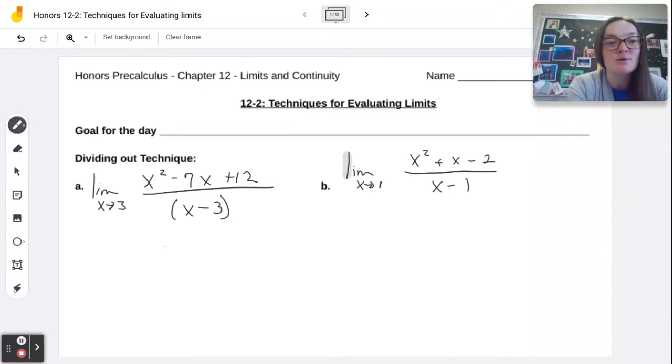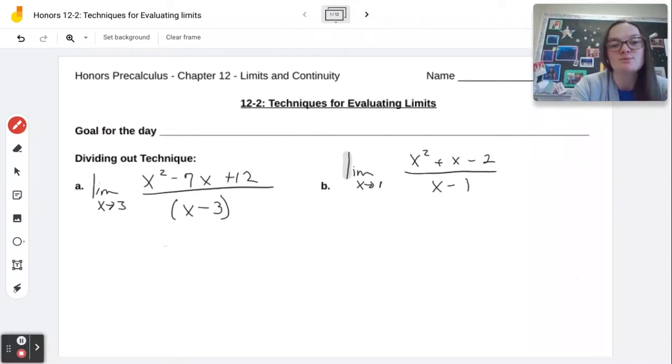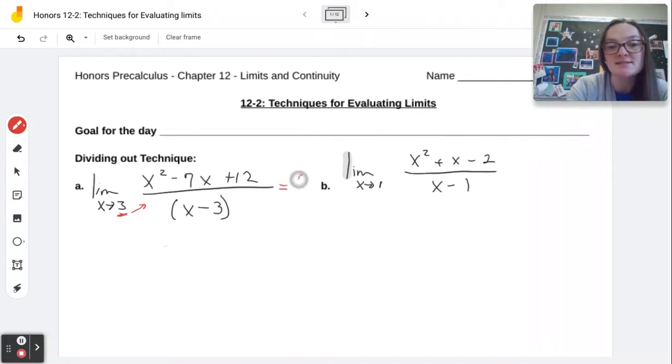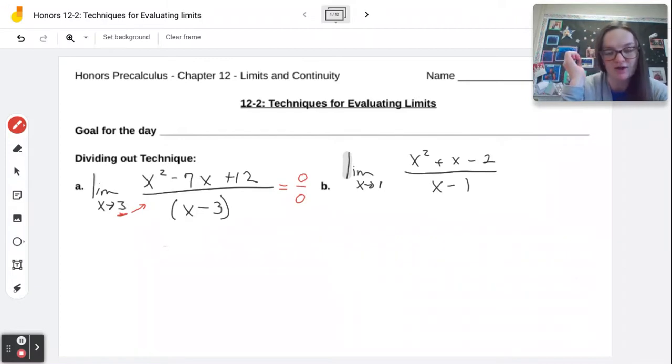All right, so we're going to start off with example letter A. The first thing that you're always going to do when evaluating a limit is literally just plug it in. So we're going to plug 3 into the function. Go ahead and do that and see what you get. After some calculation, you should get 0 over 0. Hopefully you remember that this is a very special fraction. 0 over 0 is what's known as indeterminate form.